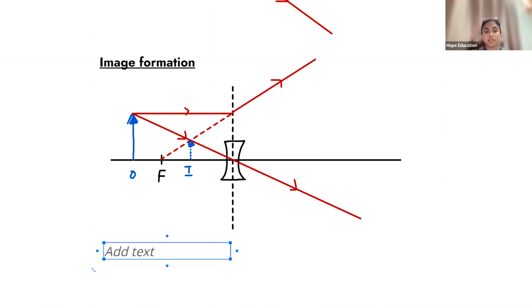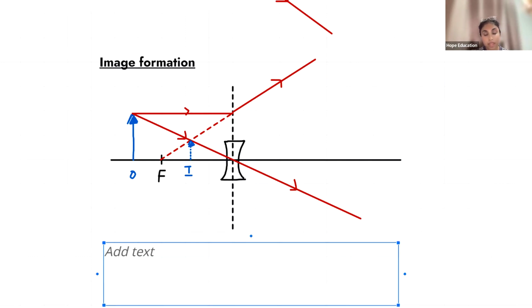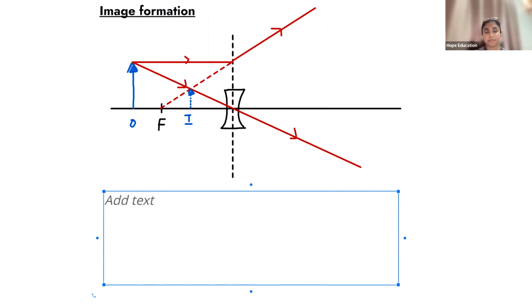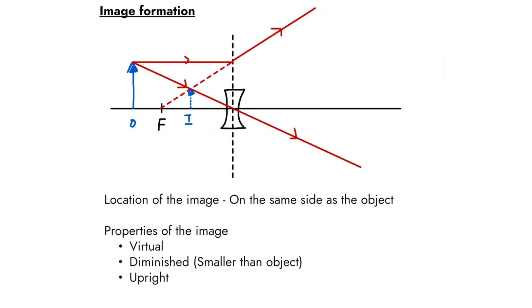What will be the properties of the image? It is a virtual image. Yes, what else? It is smaller than the object, so we say it's diminished. And yes, it will be upright. Okay, correct. Is this clear to all of you? Yes, teacher. All right, quickly draw and write this. Make it fast.